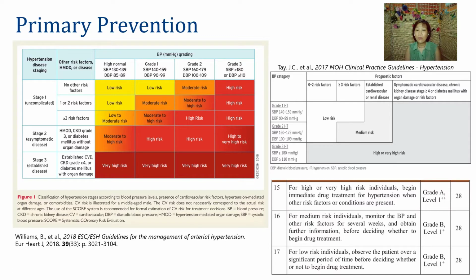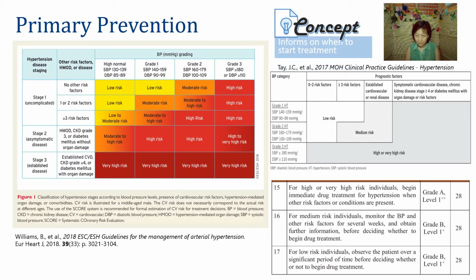So you can look at how the European guidelines are slightly more aggressive than the local guidelines. We tend to be a bit more permissive. For example, if you look at grade 1 hypertension, which is 140 to 159 systolic blood pressure, and we're talking about 1 to 2 risk factors, it's considered moderate risk for the European guidelines, whereas it's still considered low risk for local guidelines. And so you can see that local guidelines are a bit less aggressive and will want to wait out a little bit more.